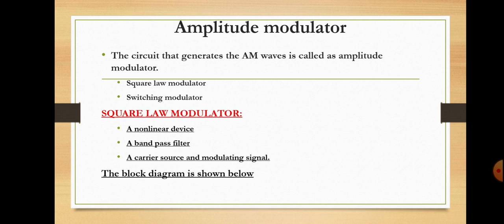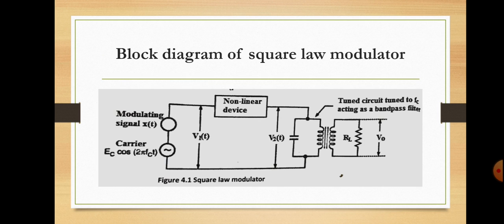And the figure shows the square law modulator block diagram, and in this figure you can see there is a nonlinear device, that may be a diode or a transistor, and there is a modulating signal x of t, that is the information signal or message signal, and a carrier signal, and its value is Ec cos 2 pi fc t. This is actually omega c t. Omega c is 2 pi fc. And the carrier signal frequency is higher than that of the modulating signal frequency.